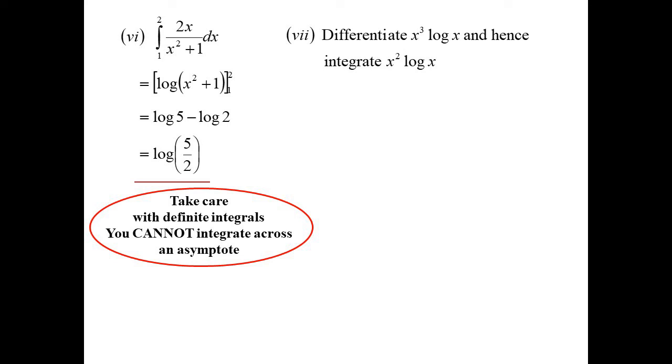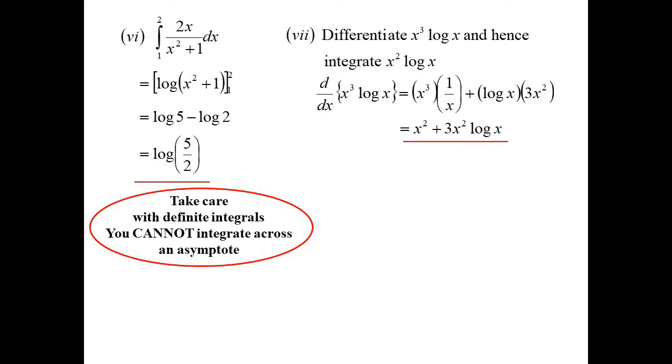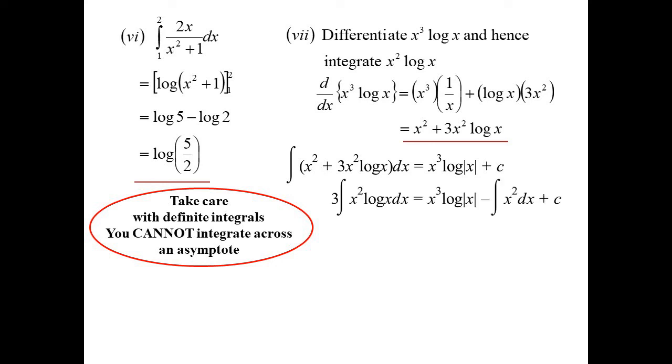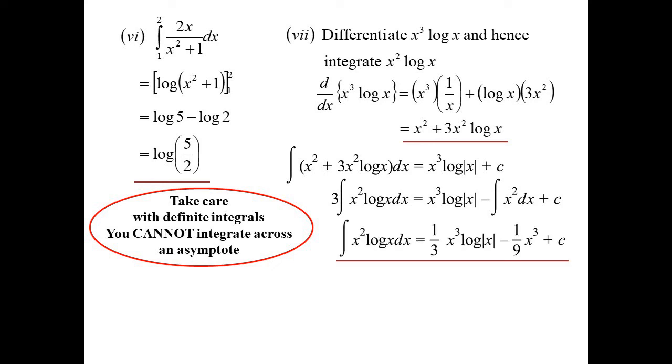Oh, differentiate x cubed log x and hence integrate x squared log x. Differentiate. Write down the first, diff the second, plus write down the second, diff the first. We end up with that. Oh, not quite. There's a bit more happening here, because now we can say the integral of x squared plus 3x squared log x is x cubed log x. Move the integral of x squared over, and of course divide by 3 as well. So it certainly had something to do with x cubed log x, but it's not just a straight multiple of it. Enjoy.